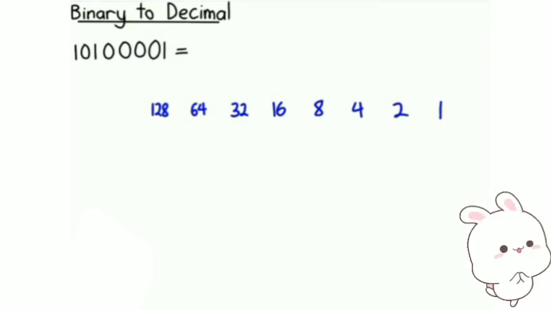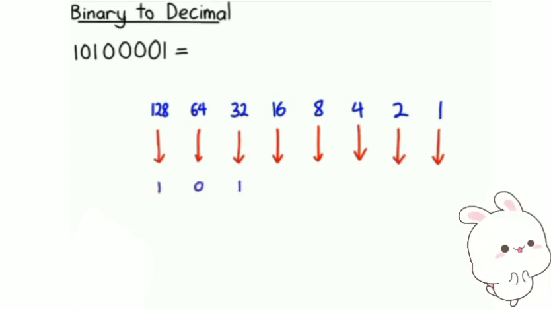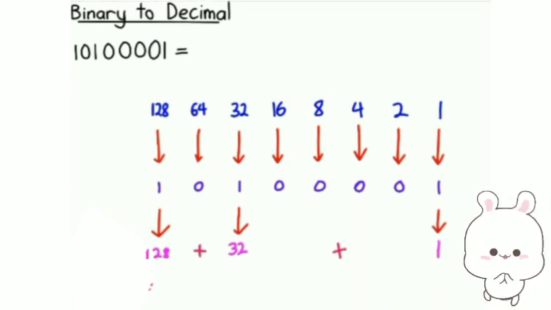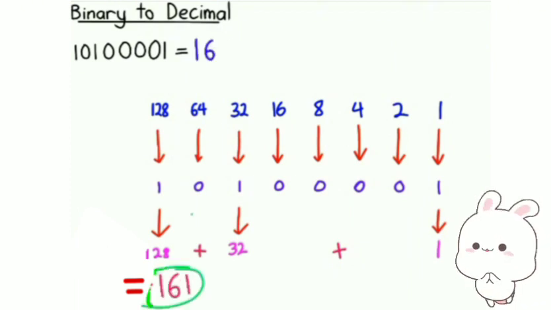Next, write the given binary code below the geometric sequence, which is 1, 0, 1, 0, 0, 0, 0, and 1. Finally, add all the values of 1. So, 128 plus 32 plus 1 is equal to 161. So, 161 is the decimal number of the given binary.